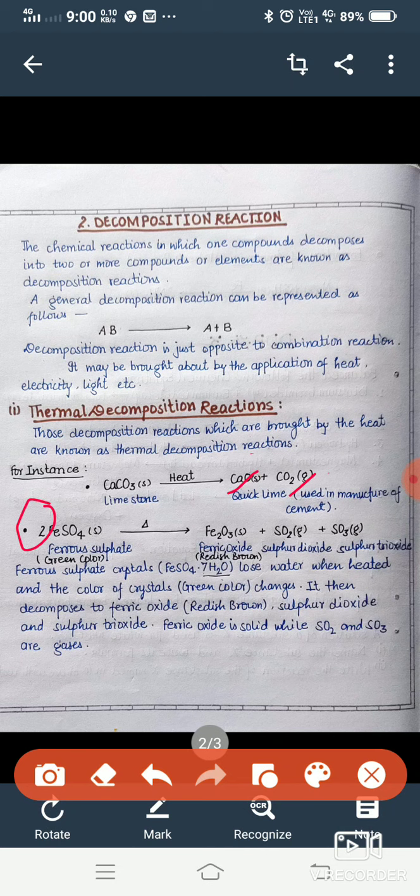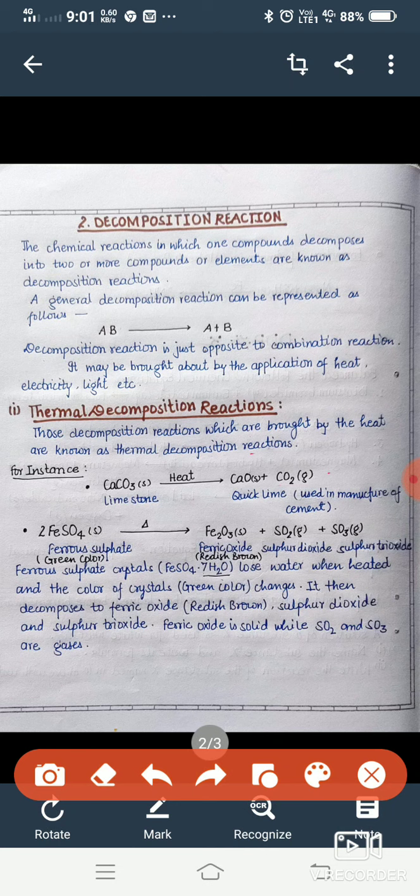This is a very important reaction, and last year, in 2018, I think, one or two questions arose from this equation. Okay, so let's see. Here, when we heat ferrous sulfate, it decomposes into ferric oxide, sulfur dioxide and sulfur trioxide gas. So here one reactant decomposes into two or more products. So this is the decomposition reaction.